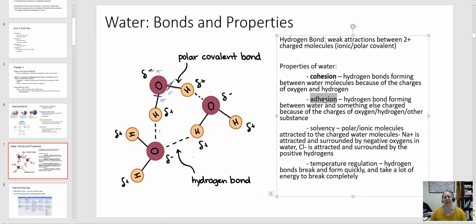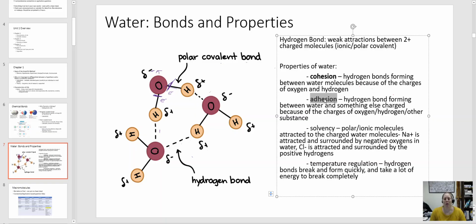That is also how we get the solvency, that universal solvent property of water, where it can dissolve those polar covalent molecules and ionic molecules. It has interactions with them. There's charges. So for instance, when salt is put into water, this negative chloride is attracted to the positive hydrogens and is then separated from the positive sodium.